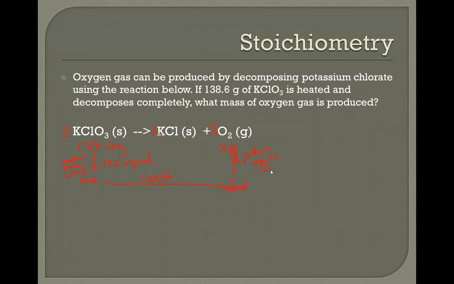Alright, so let's set this up. The number we're trying to convert is 138.6 grams KClO3. First thing I want to do is convert it over to moles. I need to go from here to here. So grams are on top, so I need to put grams on the bottom. I know I have 122.6 in 1 mole. Notice I'm not getting lazy with identifying what element I'm talking about, what compound.